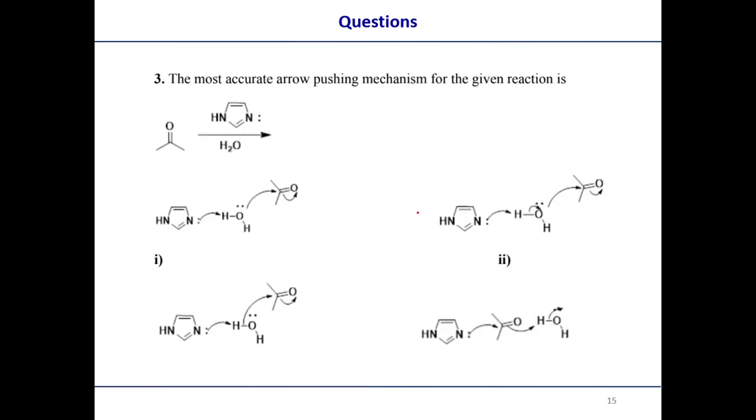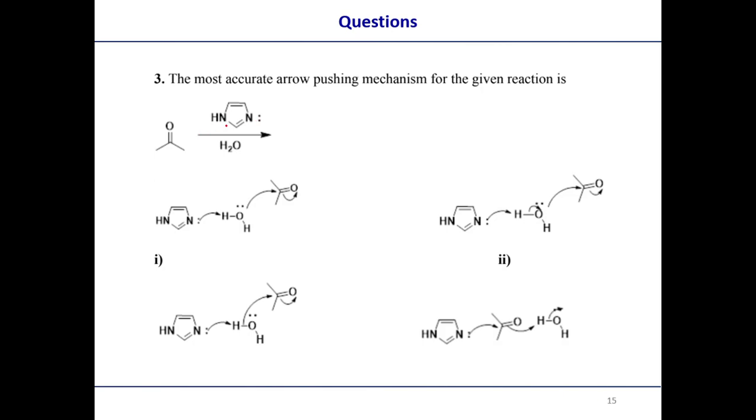Now the next question is here. The most accurate arrow pushing mechanism for the given reaction is. So you have to find out the most accurate arrow pushing mechanism. Anyone? Please feel free to answer. So as I told you, you have to check both reactants. Here we have this reactant and acetone, and this is our nucleophile or the other reactant.